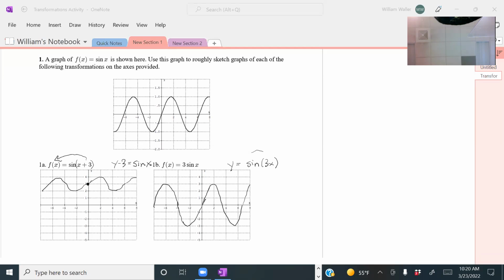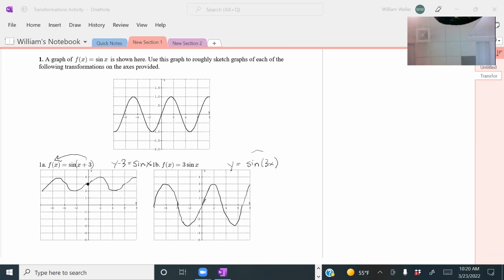So notice that this graph would oscillate a lot more rapidly. This graph would oscillate a lot more rapidly because of the fact that it's been shrunk, right? So it would have more oscillations than the original sine does.